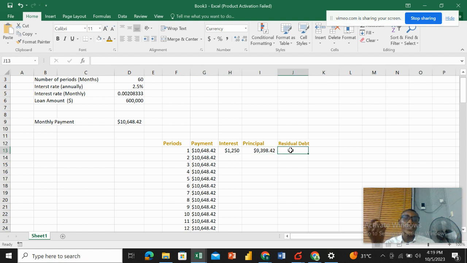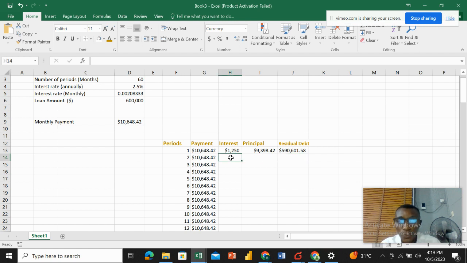So we want to get our residual debt, how much is left after we made the payment for the first month. We have the loan amount minus our principal, which gives us $601,000 then 58 cents. So this is for the first month. Now let's go to the second month. I hope you're getting me. For the second month, I would have used Excel, but I want us to understand this, so I'm going to repeat the same thing for the second month. You're going to go on and on like that.